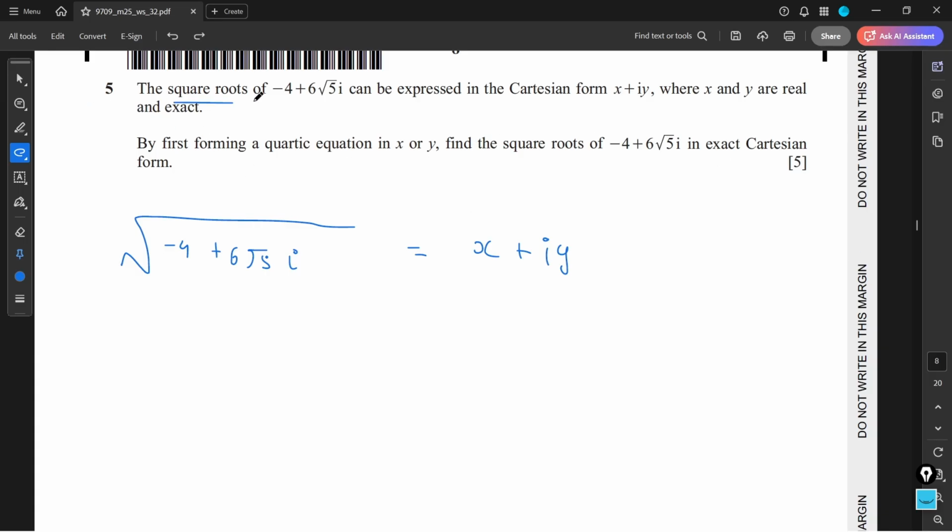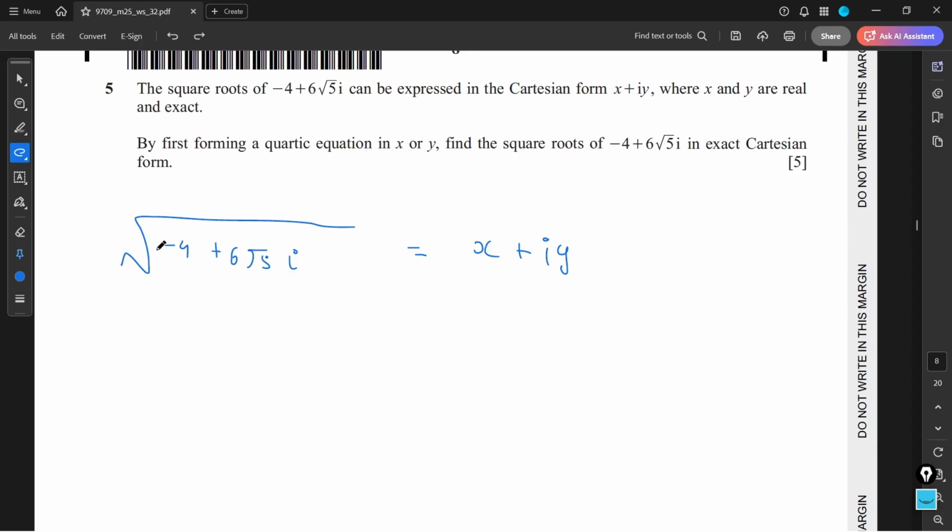That is, how do you find out the square roots of a complex number? And what is the ideal way of doing this kind of questions? We start with taking the square root of the given complex number and say that we have to express this in the format of x plus iy. So how do you get this x and y in the exact form, that is without the decimals?